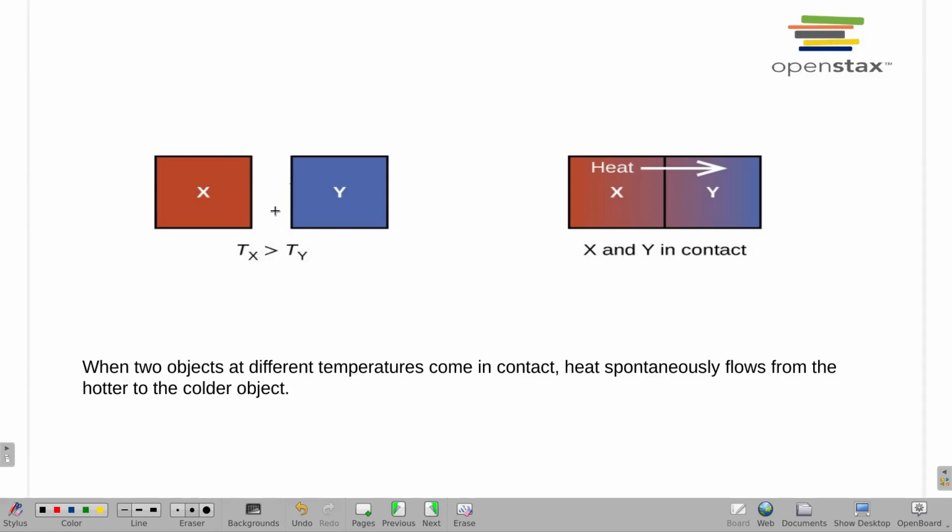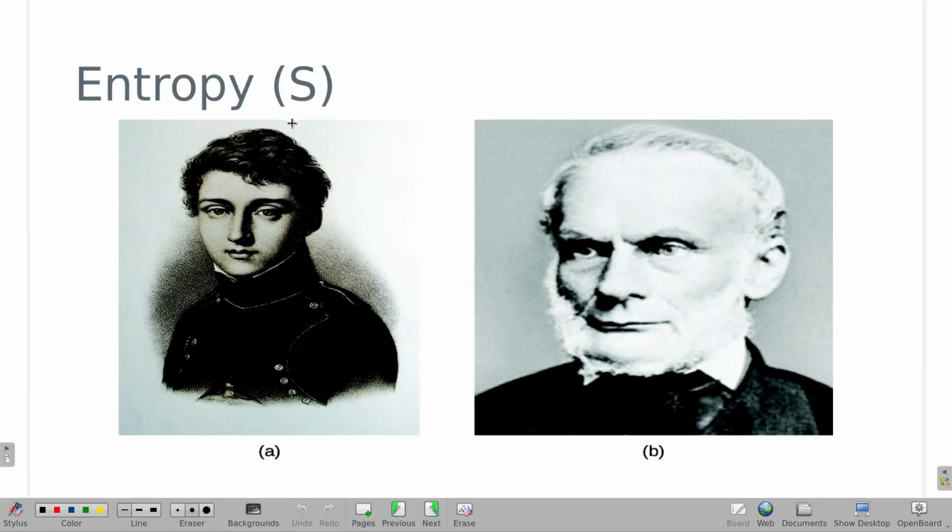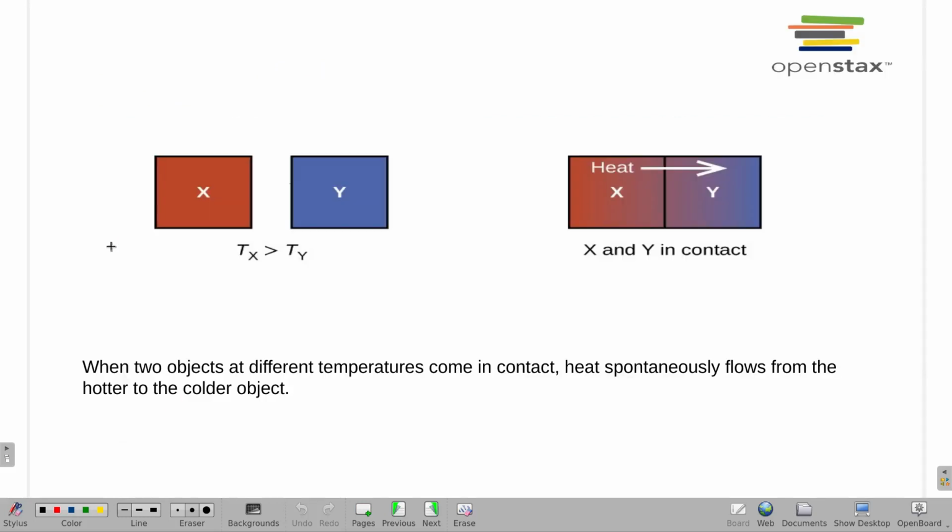But heat flow itself is spontaneous, and there's nothing we can do to stop it. Alright, so where we get to where we are now is introduced by these two gentlemen. On the left here is this guy named Carnot, and he was kind of interesting. He was looking at these hot blocks.